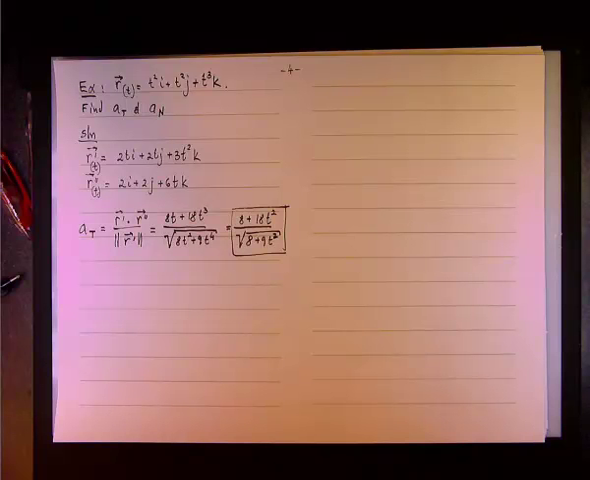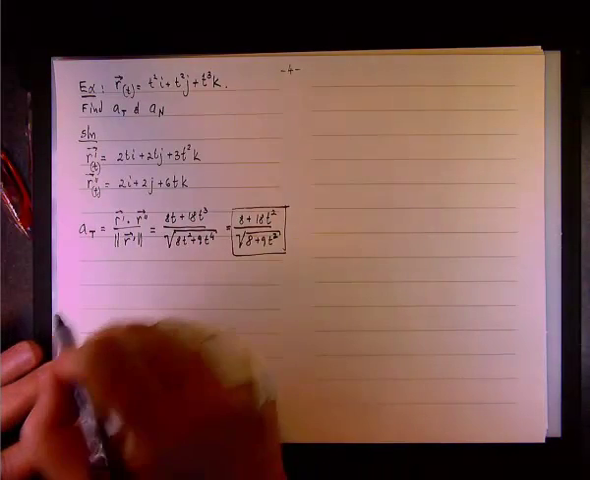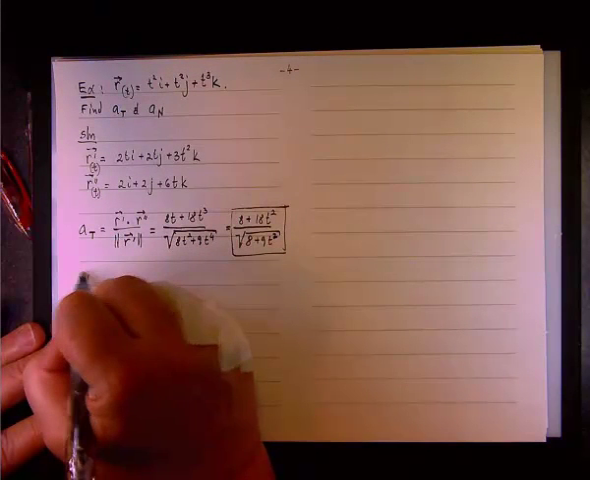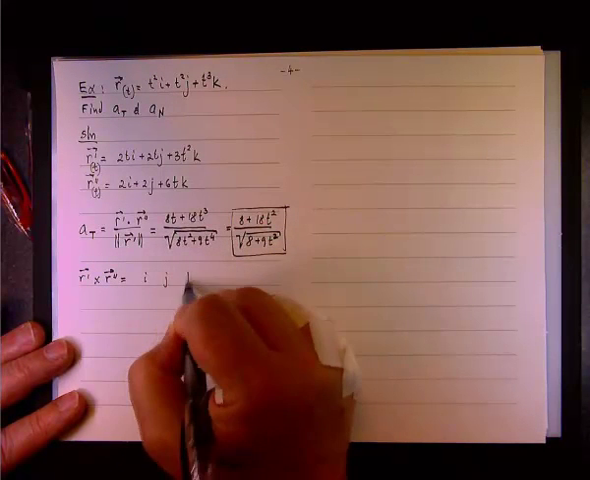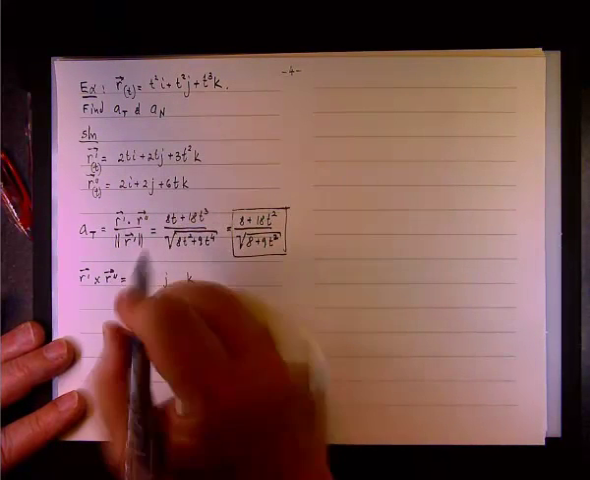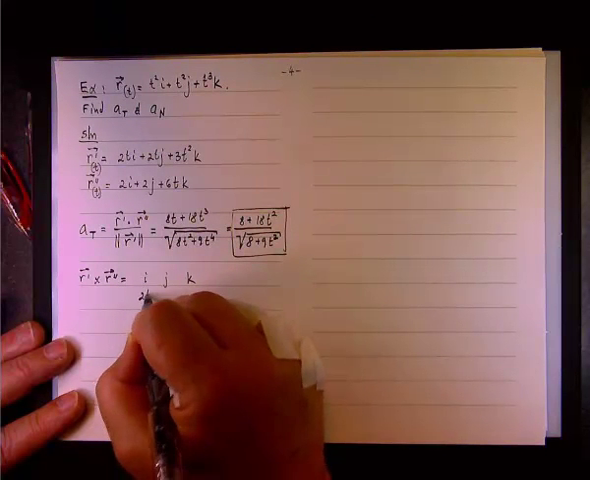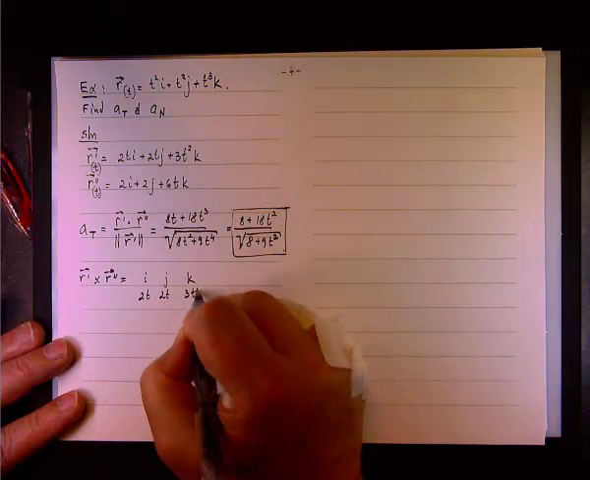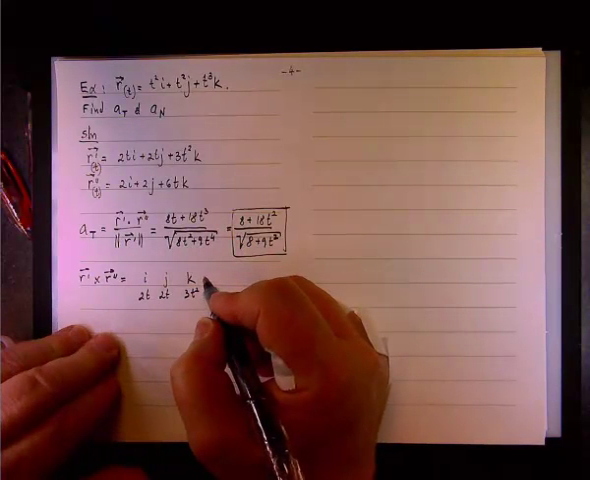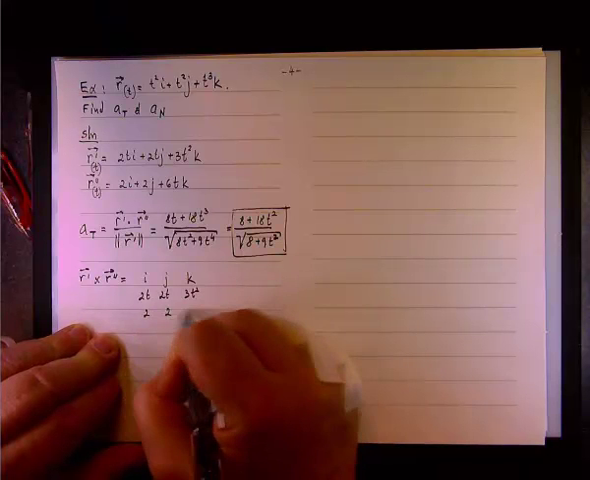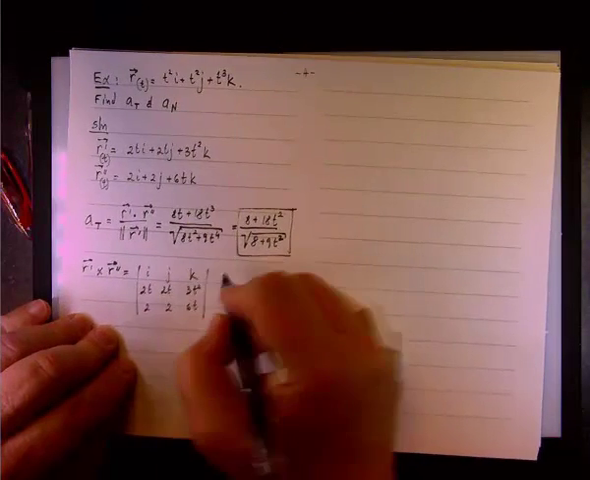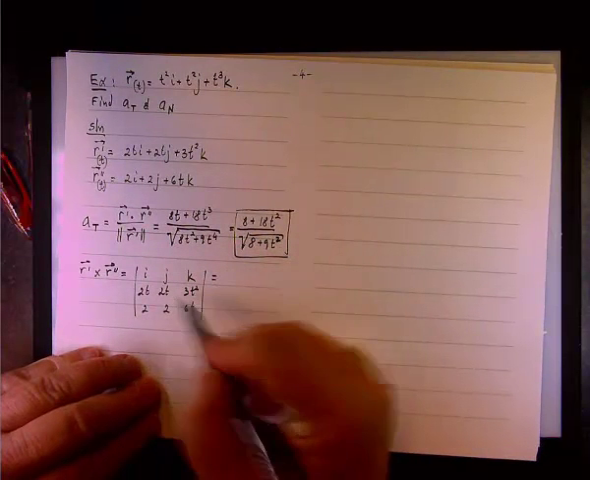For the normal component, we need the cross product. It's not hard stuff. The normal component. Let's look at the cross product. So i j k, r prime: 2t, 2t, 3t squared, and r double prime: 2, 2, and 6t.